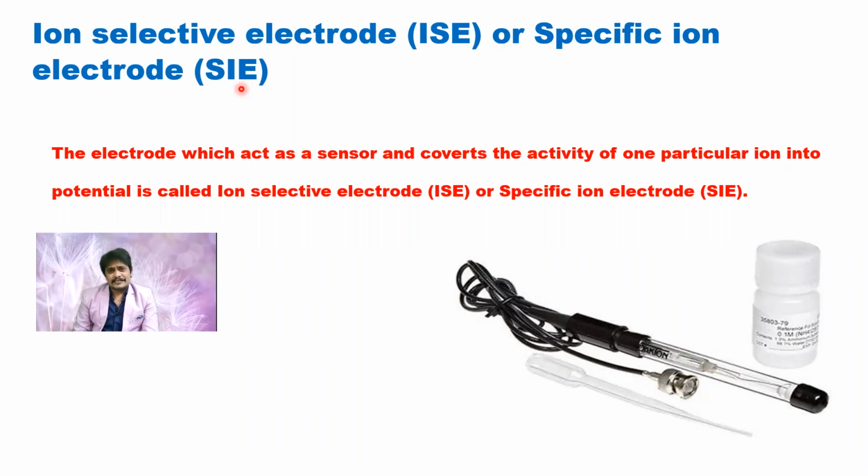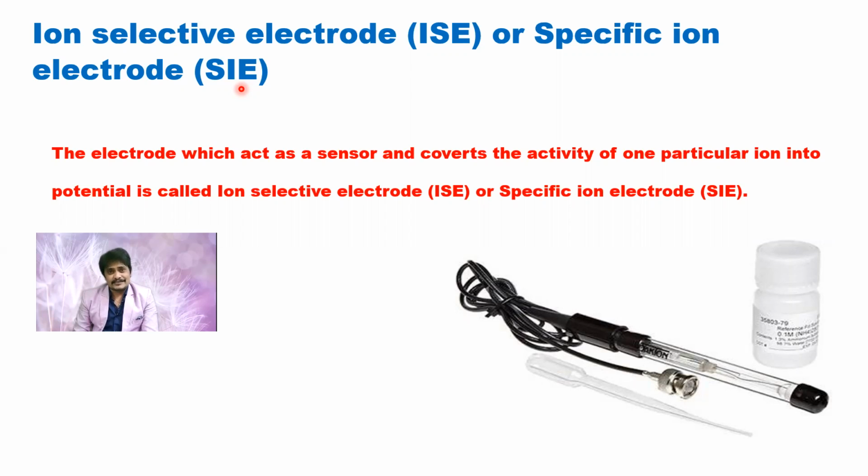Now, as the name suggests, that is ion-selective electrode. The name is self-explanatory. As it is an ion-selective electrode, it suggests that this particular electrode is selective to only one particular ion, which is along with the other ions in the solution. This electrode acts as a sensor and senses only one particular ion from the solution, which is along with the other ions in the solution.